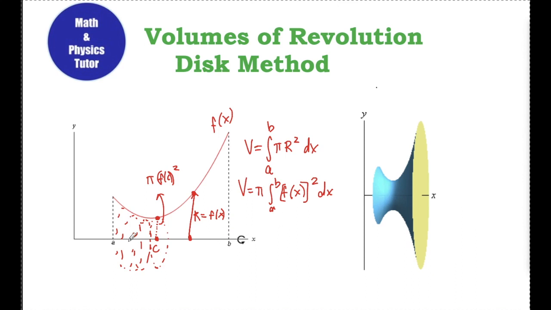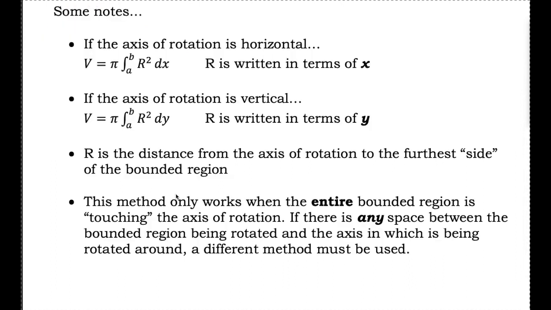We won't always be revolving around the x-axis. We can really revolve around any line. We'll focus today on revolving around horizontal lines and vertical lines. Some notes and formulas that we want to keep in mind moving forward. If our axis of rotation is horizontal, our radius will always be written in terms of x and will integrate with respect to x. Those bounds, a and b, will also be x values.